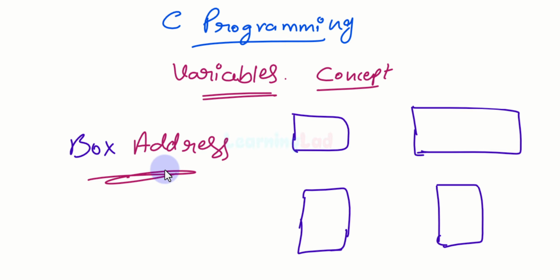Every box has to be labeled so that we can identify them. And then the boxes can be empty, or they can contain the item, and the boxes will have the address. This address is nothing but where the boxes are kept. Now similar to this, in programming, in order to store the information, we will use variables. Variables are nothing but the boxes which are used to store the information.